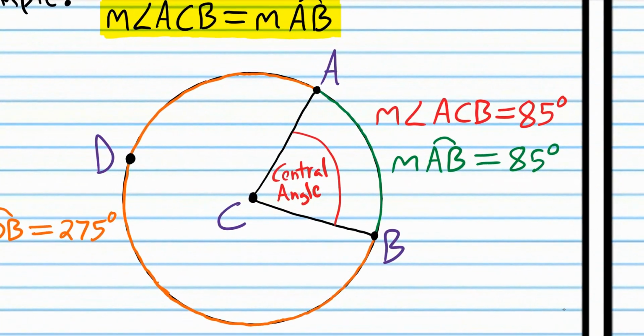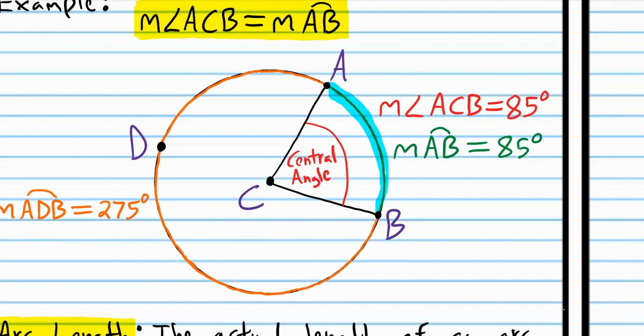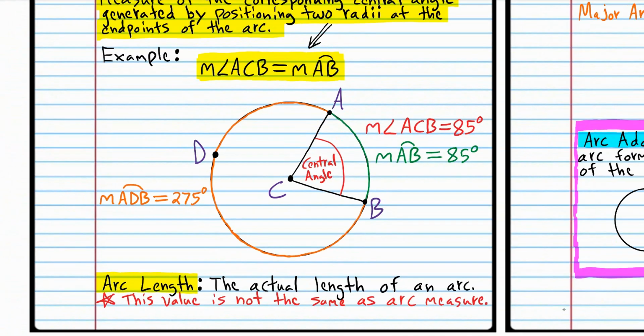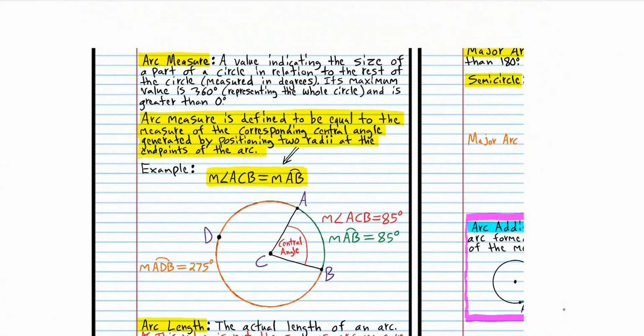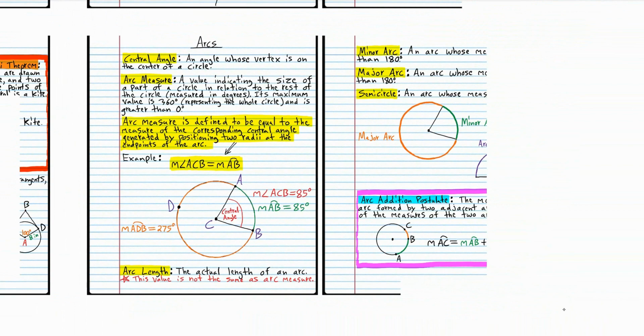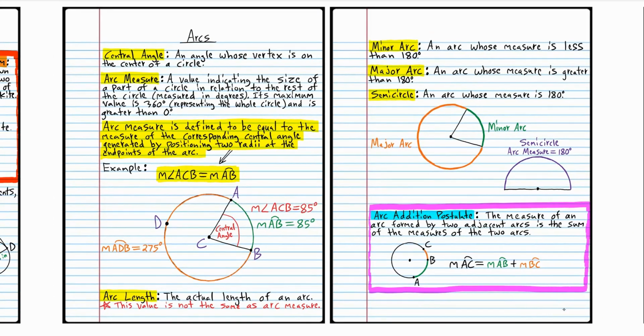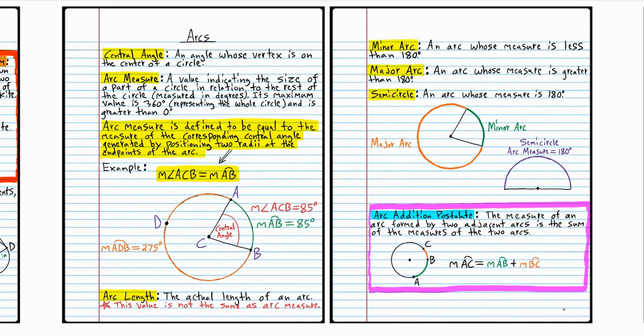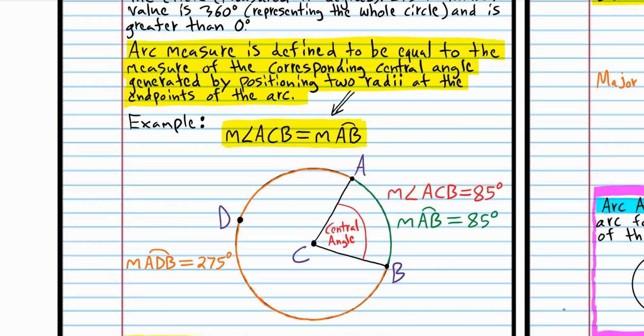Now, it's important to understand that 85 degrees is not the actual length of the arc. Arc measure is just a number that gives you an idea of how big the arc is compared to the whole circle. Now, it's also important to understand, and by the way, you can take screenshots of these. That's probably a good idea. Take a picture with your phone or get a screenshot for your files.